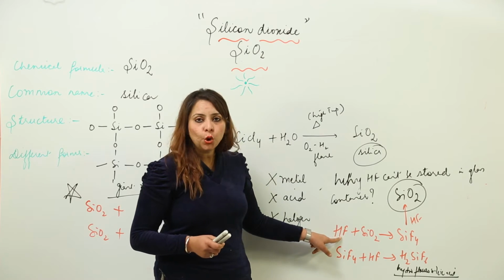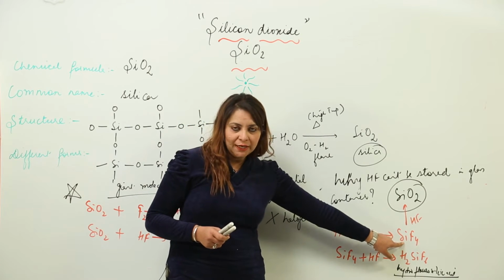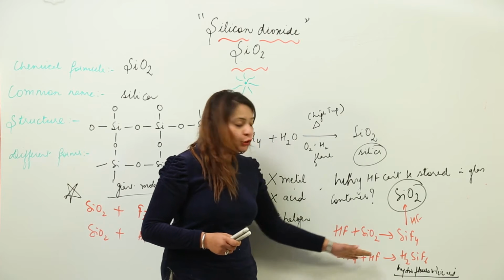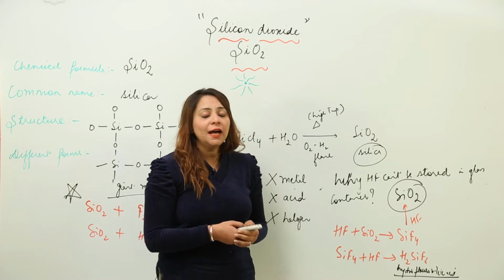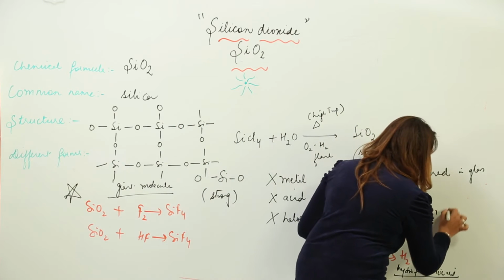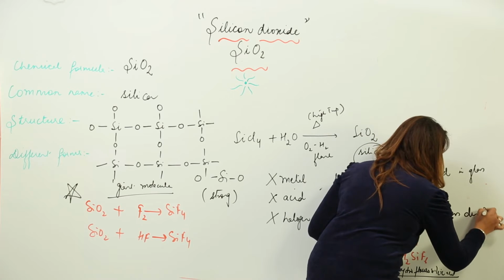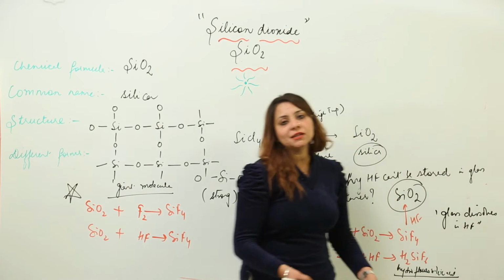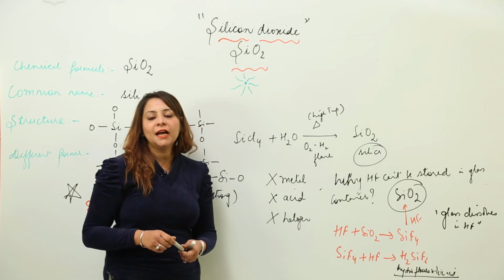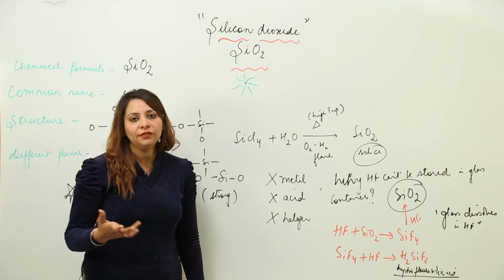So when HF is stored, it combines to form silicon fluoride, and further the reaction continues with HF, and finally the hydrofluorosilicic acid is formed. So that means the glass actually dissolves in HF. Obviously it is not suitable to store HF in glass because it will dissolve the glass.